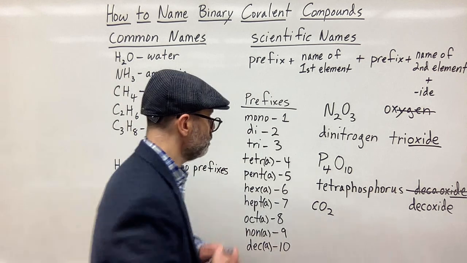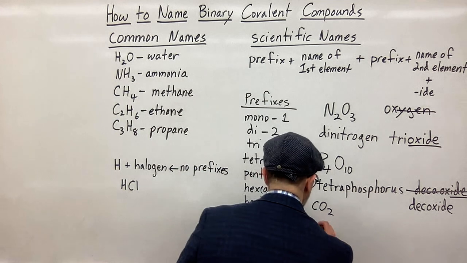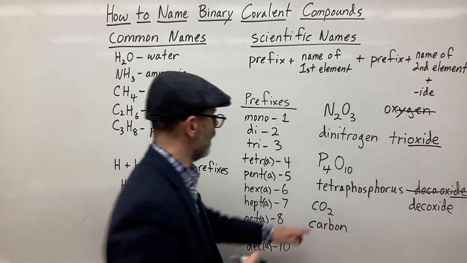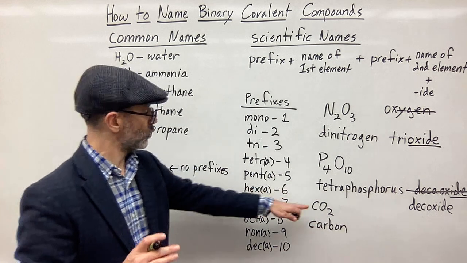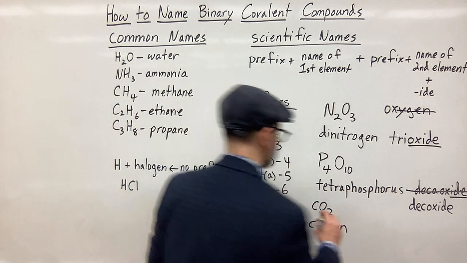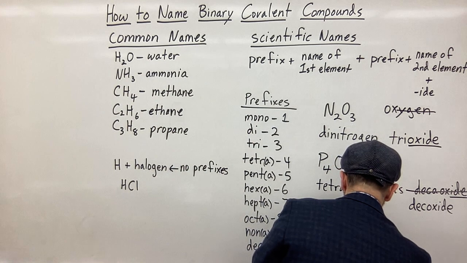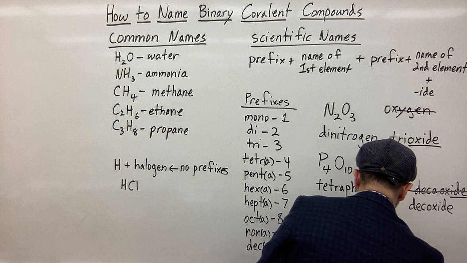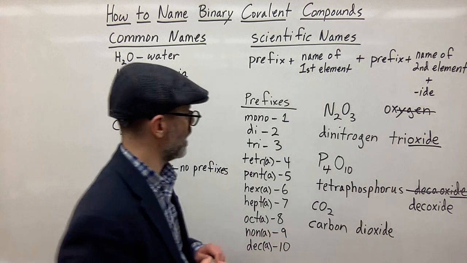So here I have carbon. The name of this would be just carbon. And then oxygen is just normal, right? So I have two oxygens. Again, it's going to be the prefix di for 2, and then oxide. So carbon dioxide.